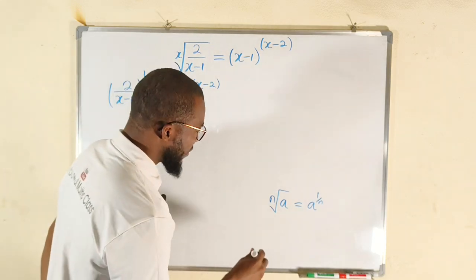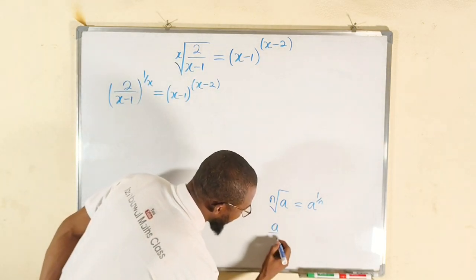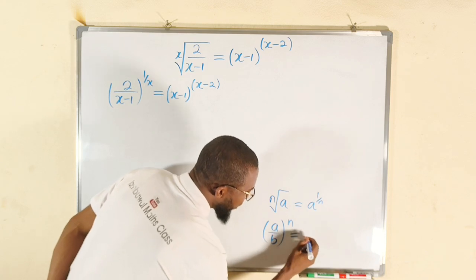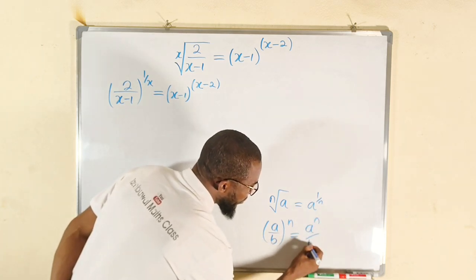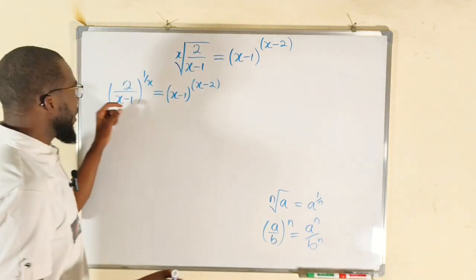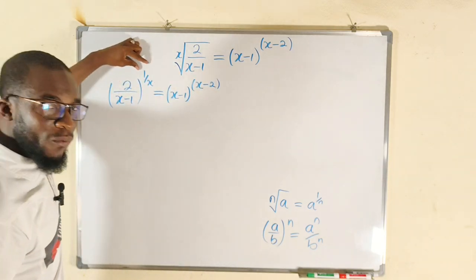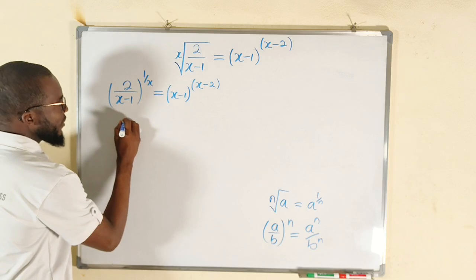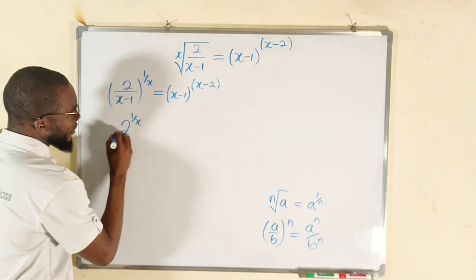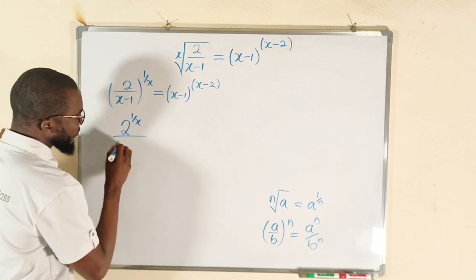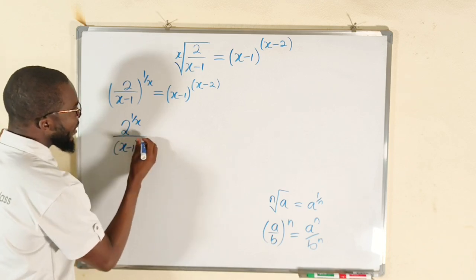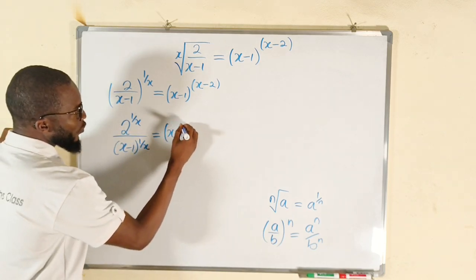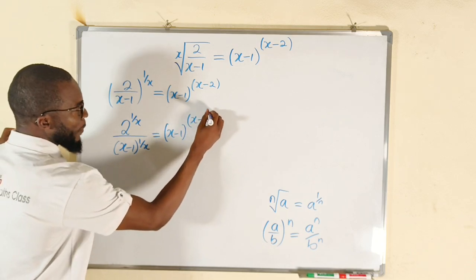Another law of indices states that for every integer n, a divided by b raised to the power of n can be expressed as a to the power of n divided by b raised to the power of n. Therefore, we can write this as 2 raised to the power of 1 over x divided by x minus 1 raised to the power of 1 over x. The right hand side remains the same: x minus 1 to the power of x minus 2.